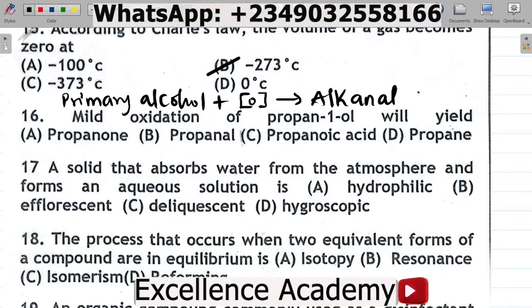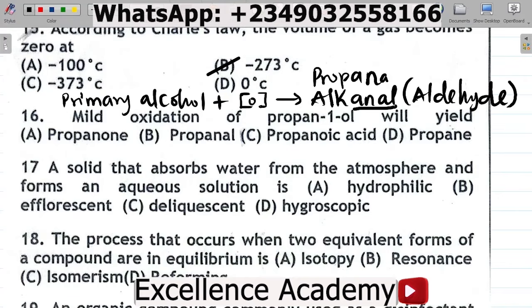An alkanal is also called an aldehyde. It's the same thing. So you can check out our playlist on organic chemistry to learn more. Now, the alkanal version of this would be, take this one here, anal. So it becomes propanal. In essence, the correct option there is B, propanal. So take note that the mild oxidation, emphasis on mild, of propan-1-ol will yield propanal. That's the correct answer.